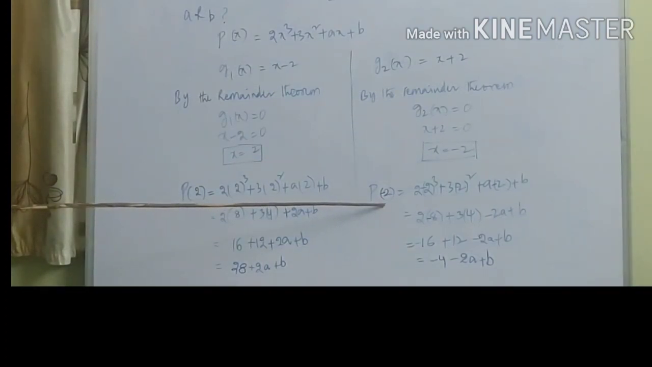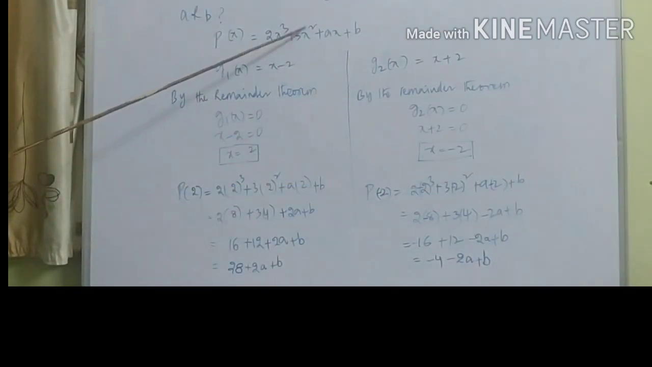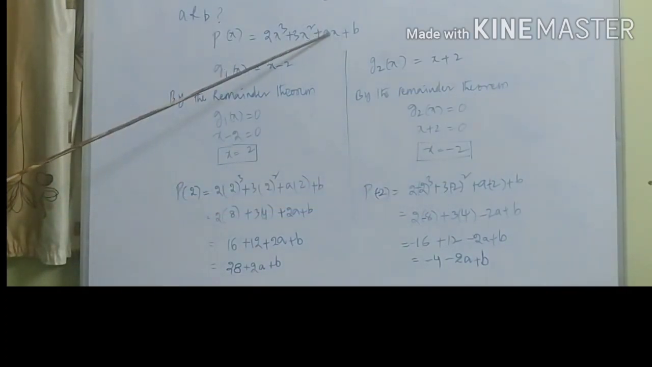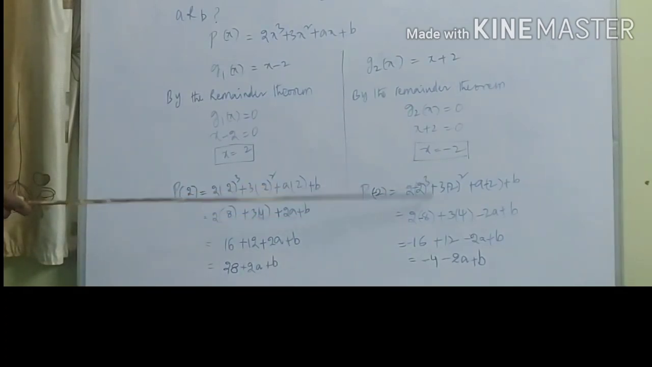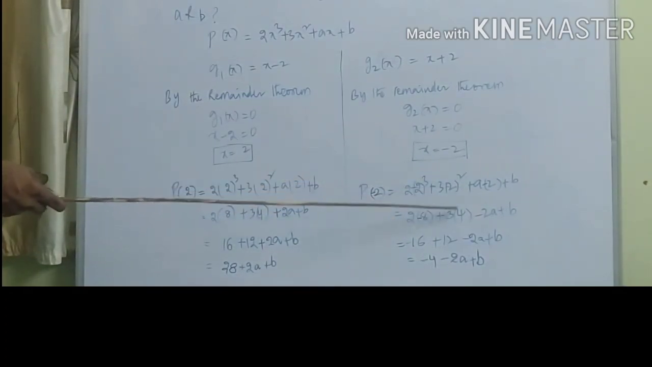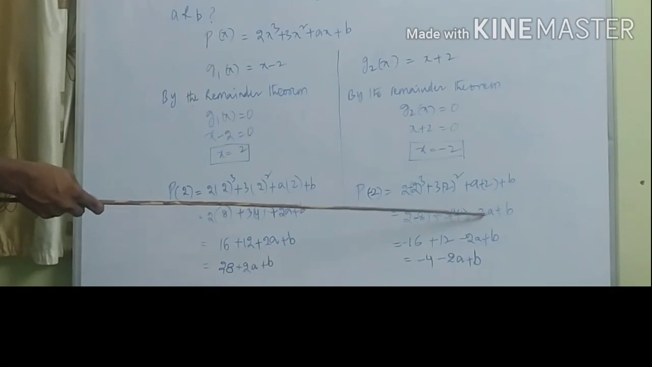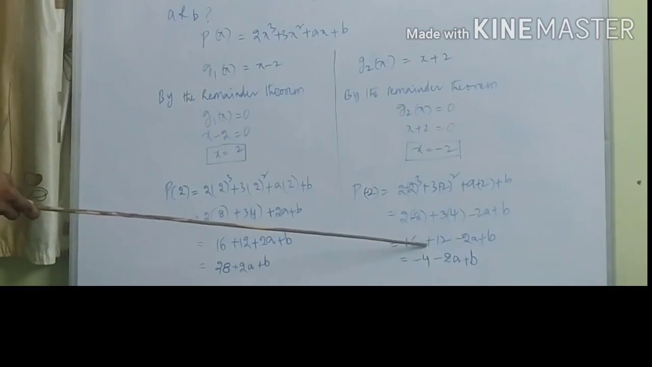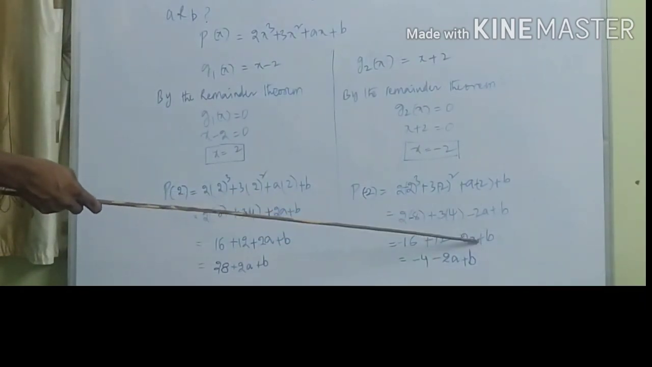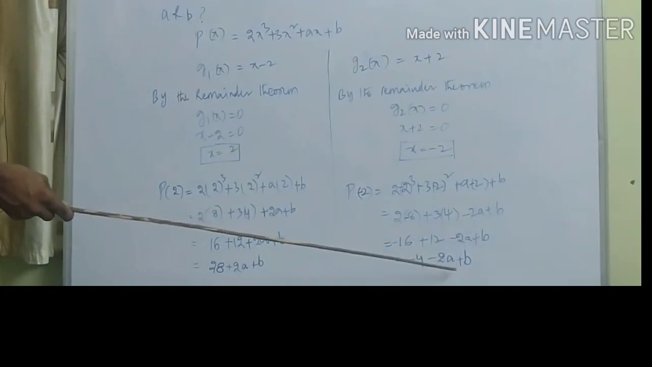So p of minus 2 equals 2 into minus 2 whole cube plus 3 into minus 2 whole square plus a into minus 2 plus b. That equals 2 into minus 2 whole cube, which means minus 8, plus 3 into minus 2 whole square, which means plus 4, plus minus 2 into a, that is minus 2a, plus b. That is minus 8 2s are 16 plus 3 4s are 12 minus 2a plus b. These both are integer values. So minus 16 plus 12 is equal to minus 4 minus 2a plus b.